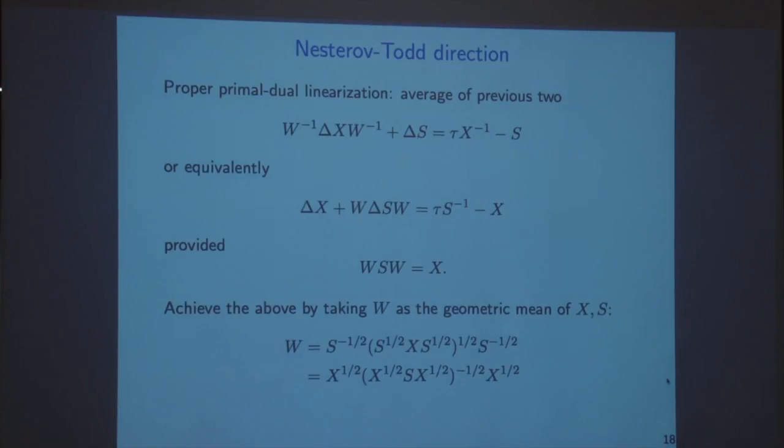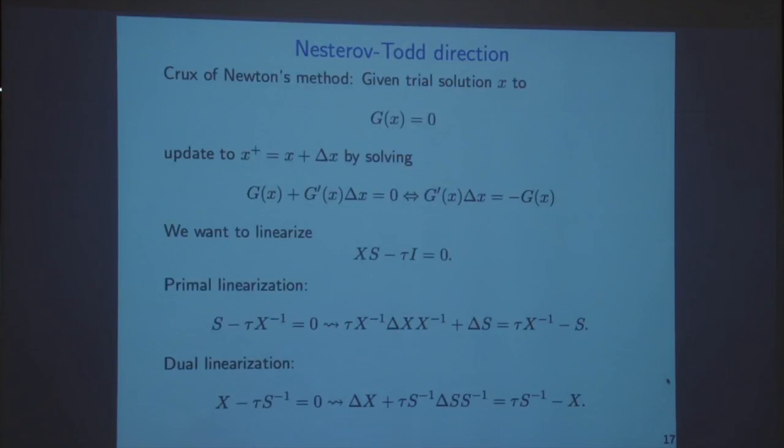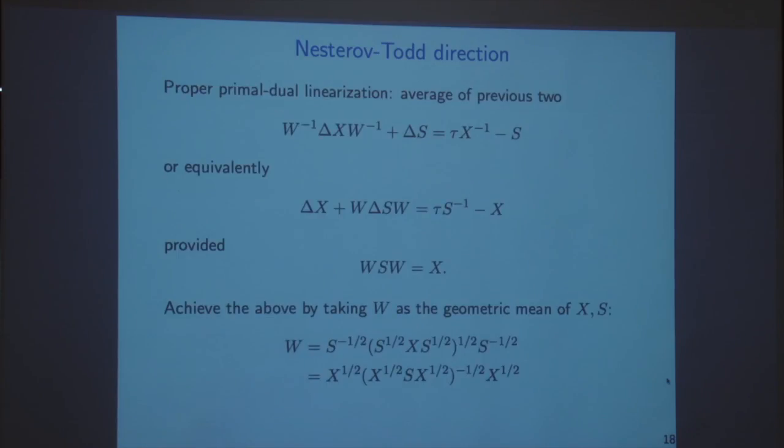So the proper primal-dual linearization would be some kind of average of the first one. The first one would be kind of a primal linearization. It is the same one that you would get if you applied the barrier method to the primal problem. The second one is what you would obtain if you apply the barrier method to the dual problem. And then the Nesterov-Todd direction is some kind of average of the two.